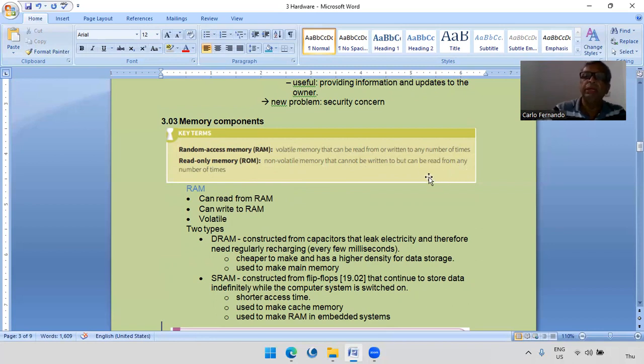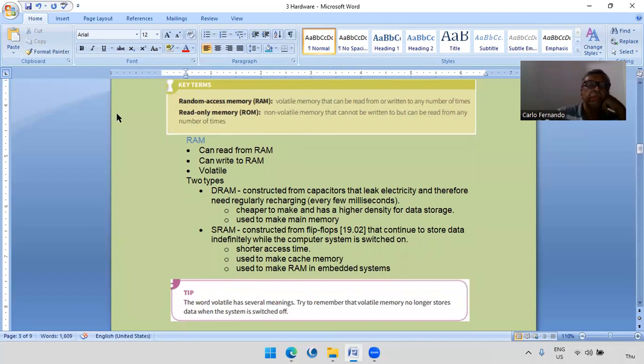You can read what is there. Instructions can be read from any number of times. Then the RAM, we'll take the RAM separately and see. Can read from RAM. Write to RAM, yes. Volatile, that means it's temporary. When you switch off the computer, everything is erased. There are two types. One is DRAM, the other one is SRAM.